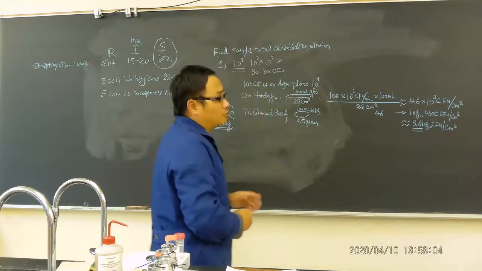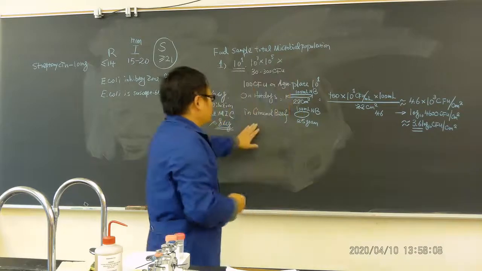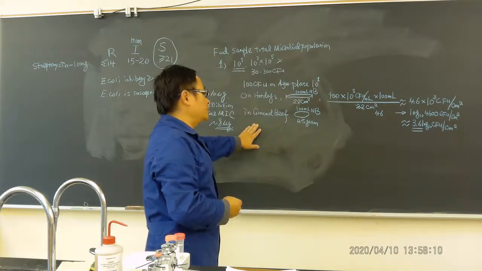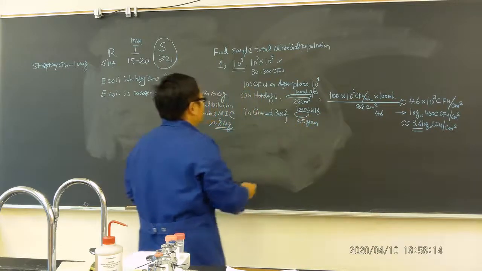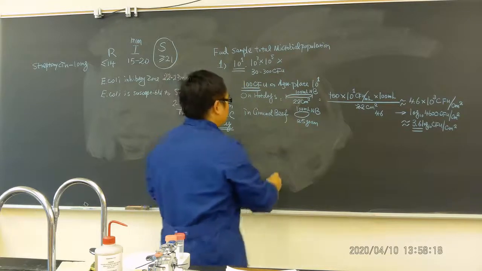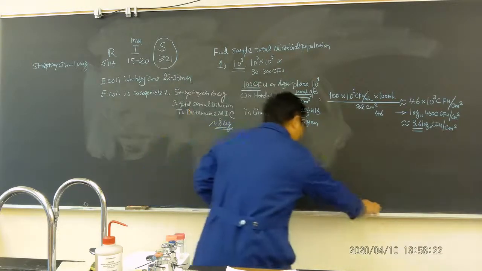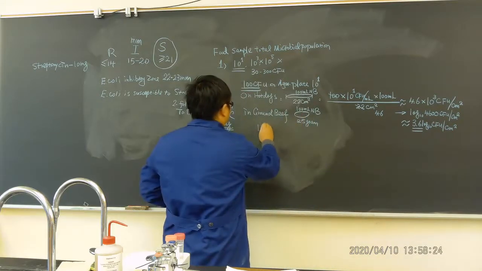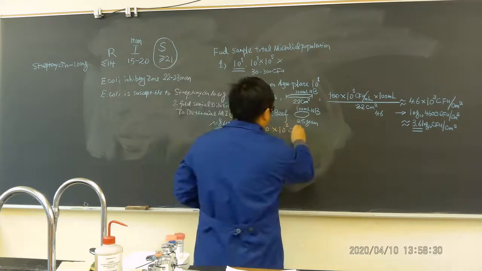Okay, now how about the ground beef? This is a little bit different because we homogenize it. So we give an example. We still see 100 CFU. Then how do we do it? The calculation will be, I use another color, 100 multiplied by 10 to the first. Okay, that's CFU per ml.